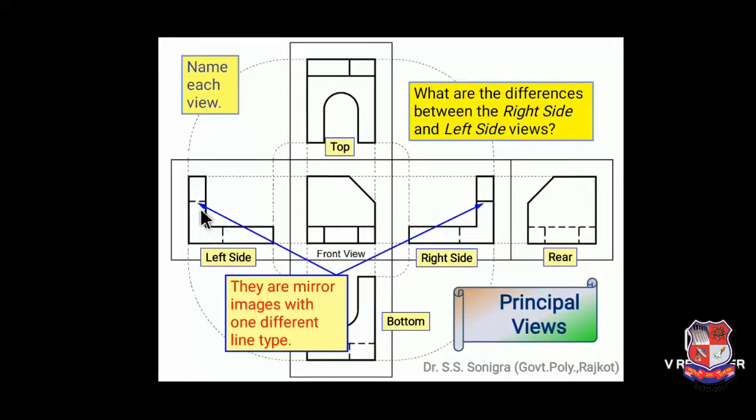They are mirror images. These are a right hand side view and left hand side view. Both are mirrors of each other, but there may be a difference in types of line. Here both are mirrors, but this line is visible in right hand side view and this line is not visible, so it is a dotted line in left hand side view. So there may be a difference in types of line, but the shape will be identical and dimensions will also be identical in left hand side view and right hand side view. Similarly in front view and rear view, and in top view and bottom view.